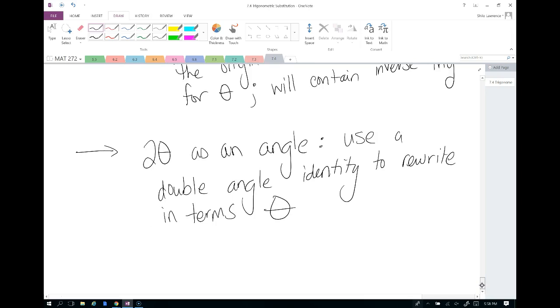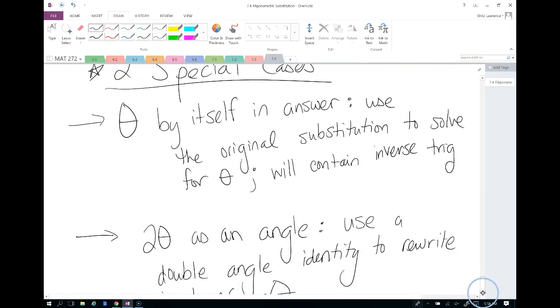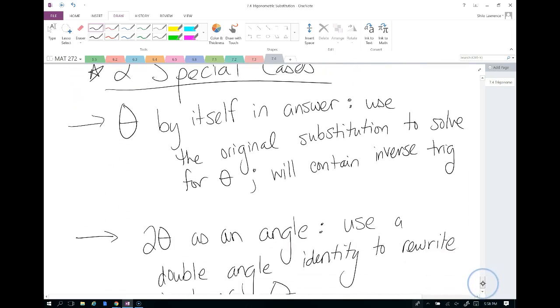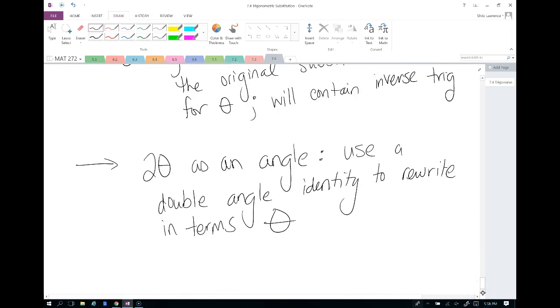But these are the 2 special cases we see: a theta all by itself, or a trig function that has 2 theta. So a theta all by itself is going to turn into inverse trig, and a trig function with 2 theta, we're going to have to use a double angle identity to get it rewritten first. Once it's in terms of theta, then we can reference our original triangle.